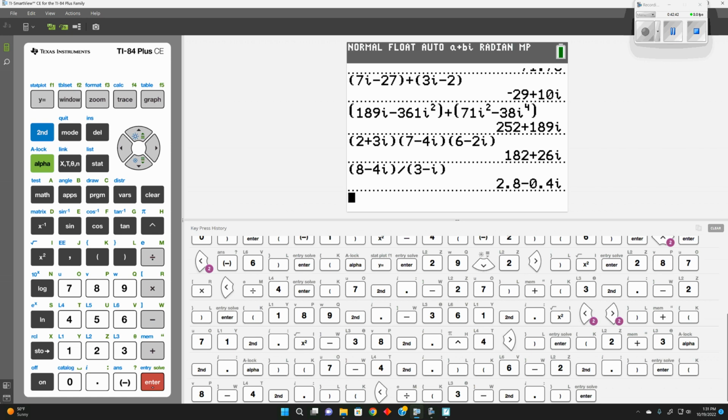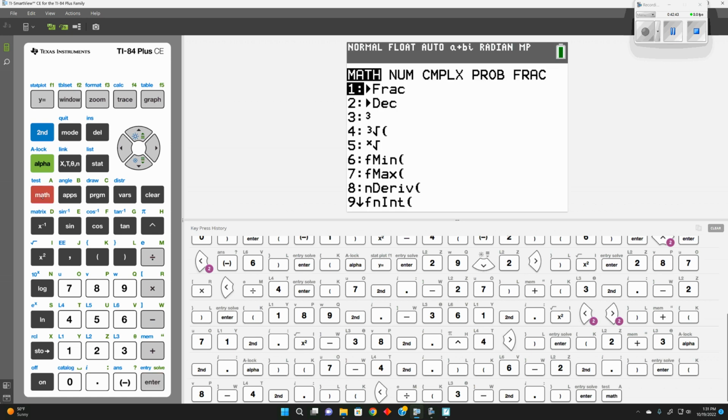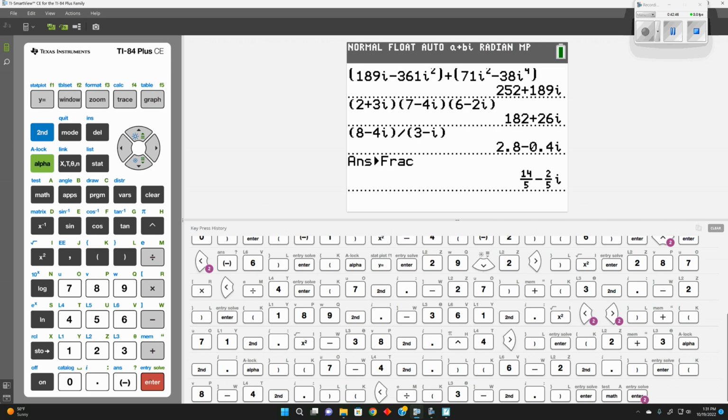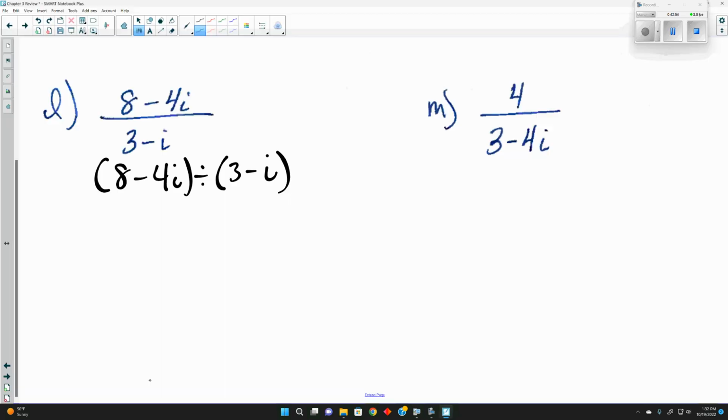Now we get this here. Now the next thing we can do is math, enter, enter. Math, enter, enter. We'll turn it from decimal to fraction. So we get 14/5 minus 2/5 i. And that's it. Questions on any of the fractions? We're good with those there?